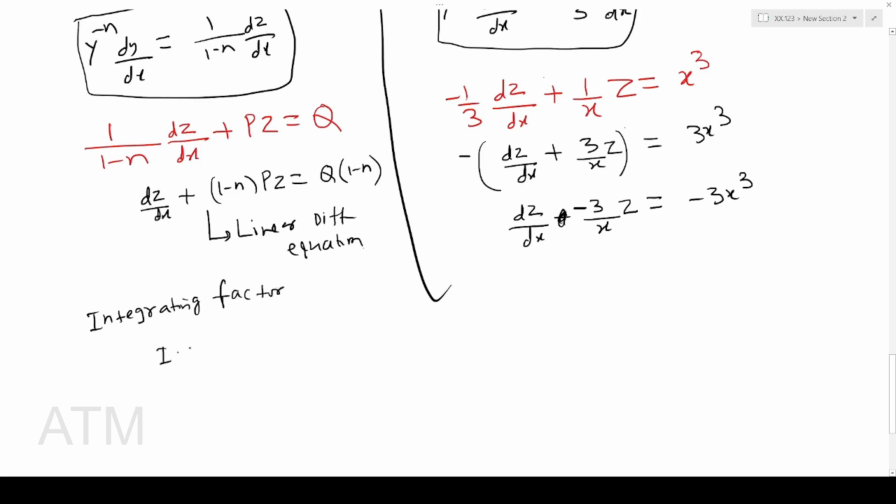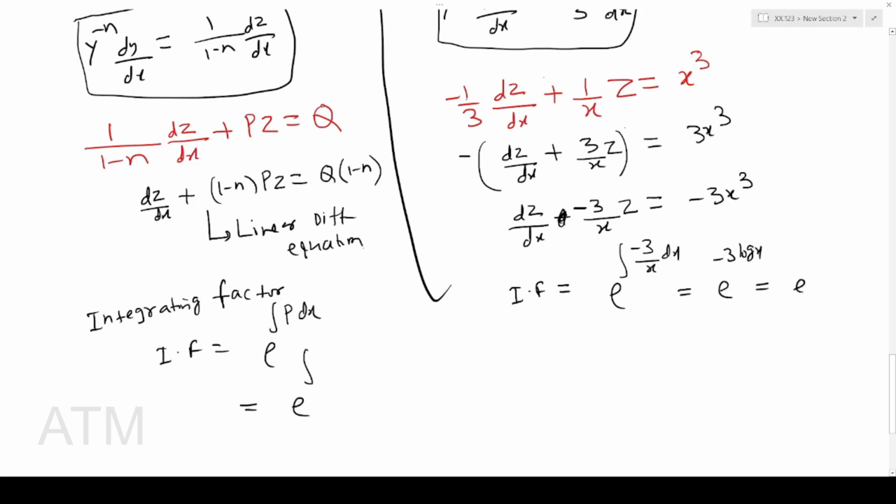The integrating factor is given by e raised to the integration of p dx. What is the p value? Here I can find the integrating factor practically: integration of the p value, minus 3 upon x, with respect to x, equals minus 3 log x, which equals e raised to log x raised to minus 3, equals x raised to minus 3. Therefore the integrating factor equals x raised to minus 3.